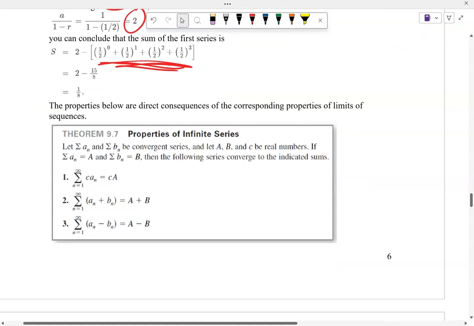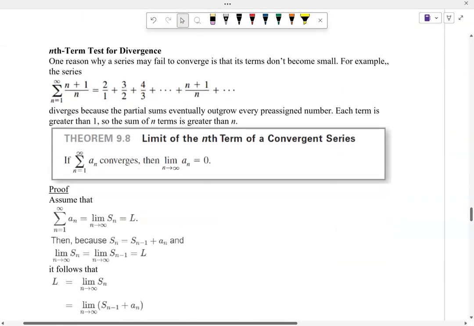And here are some properties of infinite series if they converge. Let's look at the nth term test for divergence here. One reason a series may fail to converge is that the terms don't become small. So if you have n plus 1 over n, see how they just keep going: 2, plus 3 halves, plus 4 thirds. It just keeps getting bigger. Each term is greater than 1, so the sum of n terms here is going to be greater than n.